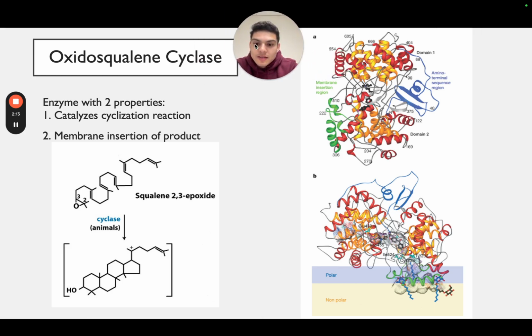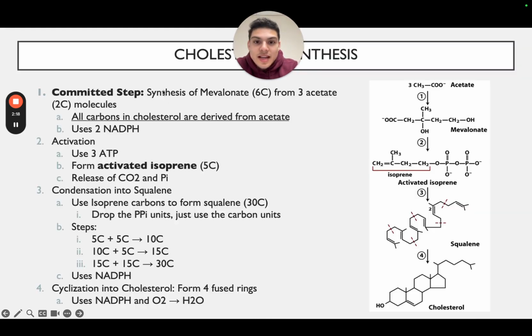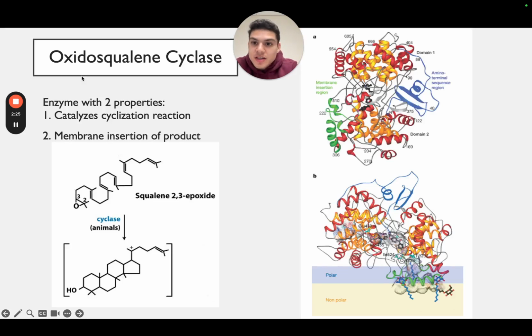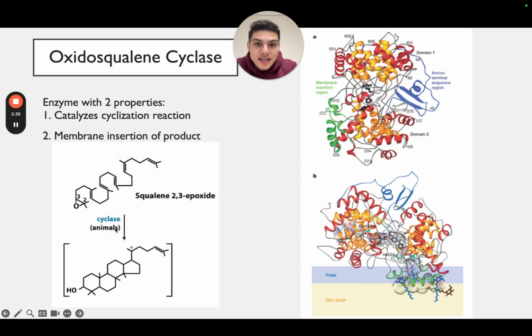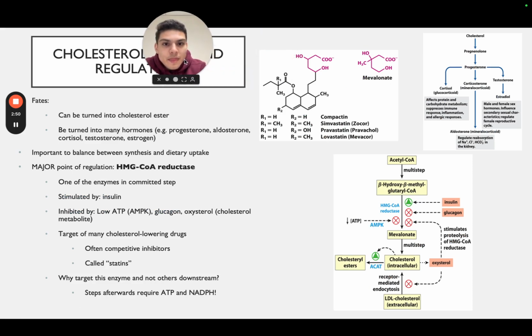Something I want to note is this oxidosqualene cyclase. Remember, that third step where we form our squalene, we end up using NADPH. And so it means it's an oxidation-reduction reaction. That's what this oxido part talks about. So this enzyme has 2 properties. It catalyzes cyclization reactions. This is step 4. My apologies, for step 4, it's going to use the cyclase activity to form into a cycle. But also, it's going to do the membrane insertion of the product. So spatially, it'll shuttle it into the membrane, the nonpolar region, traversing the polar region. So that's what you need to know about that specific enzyme.